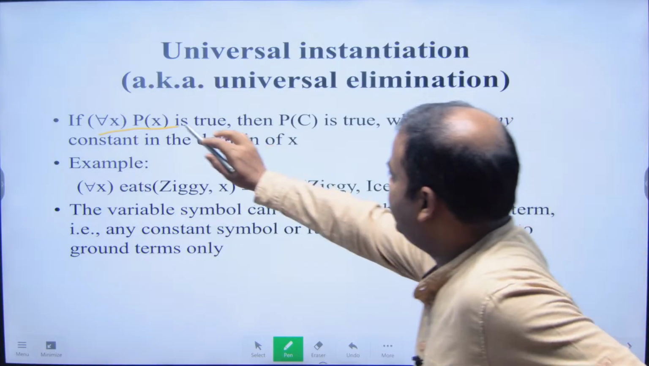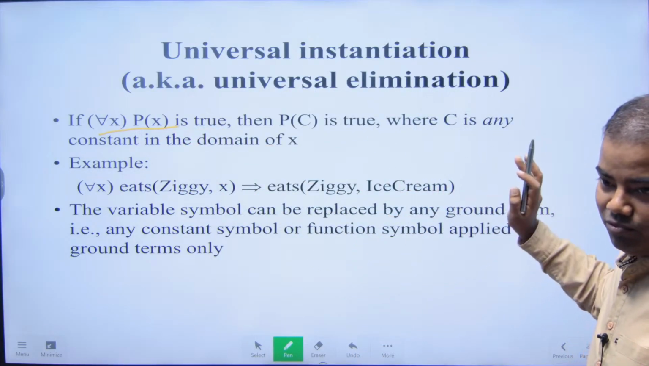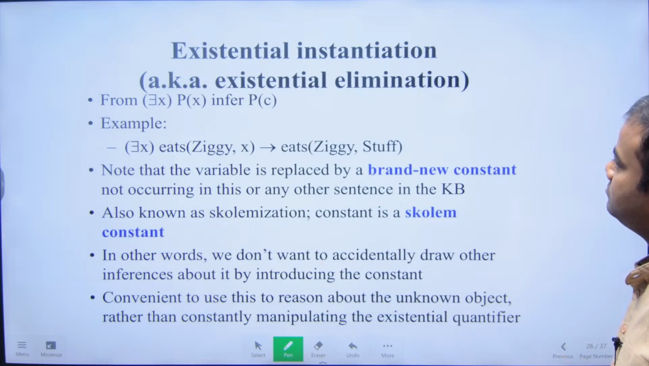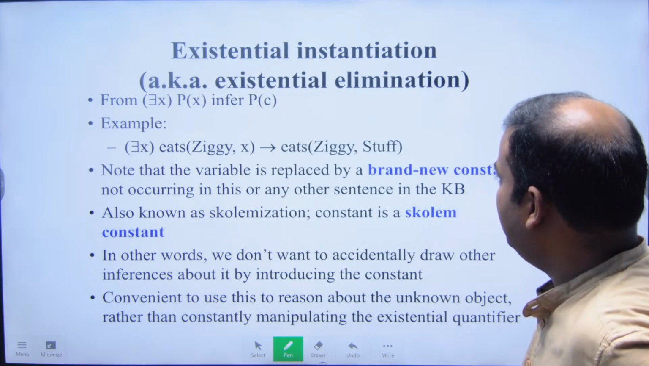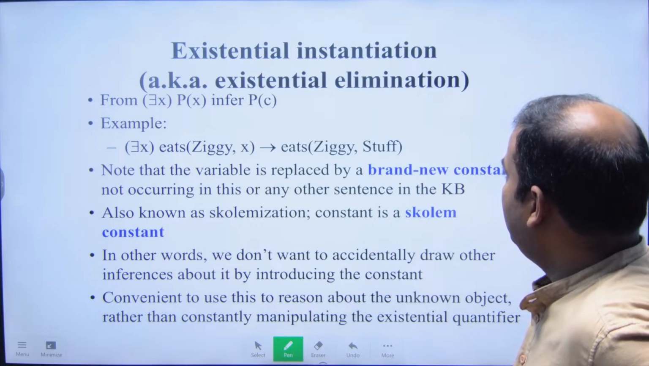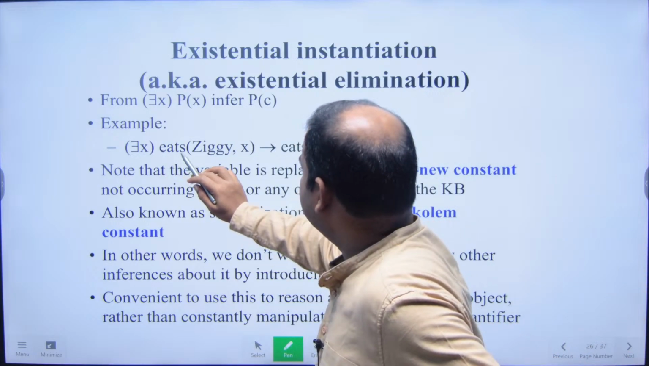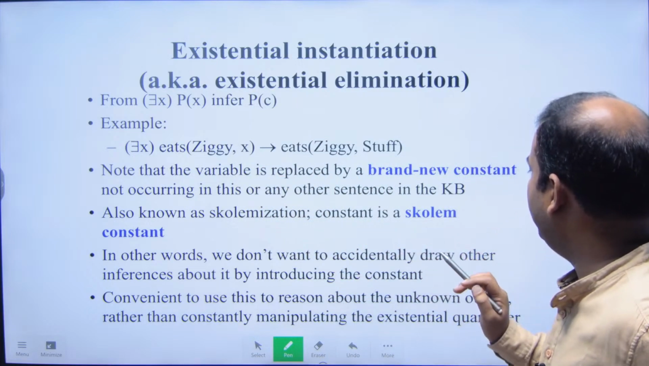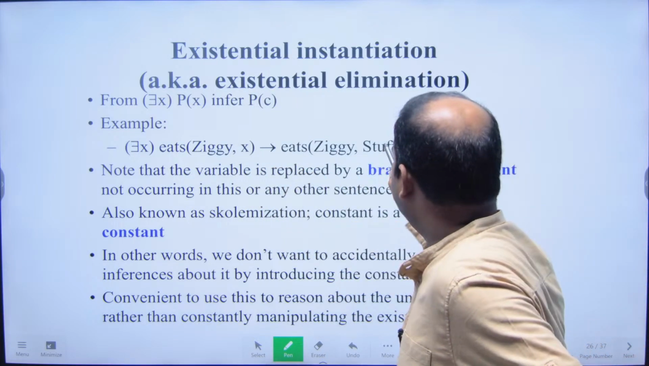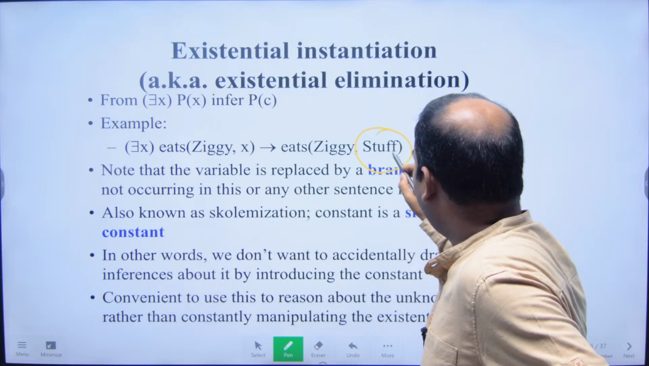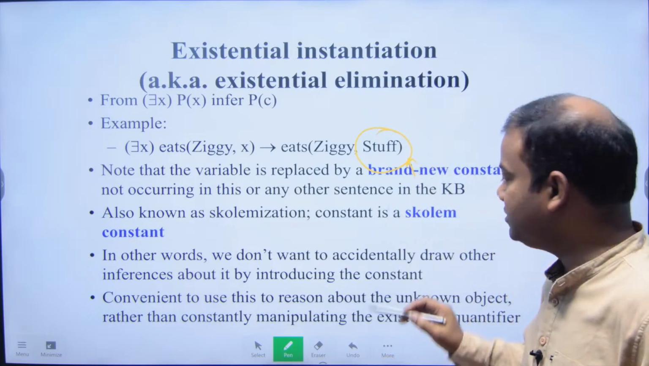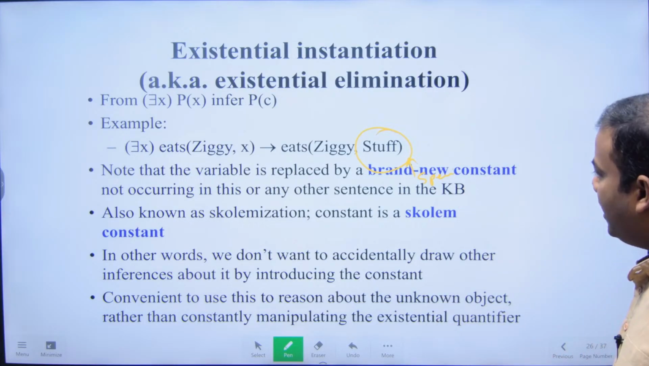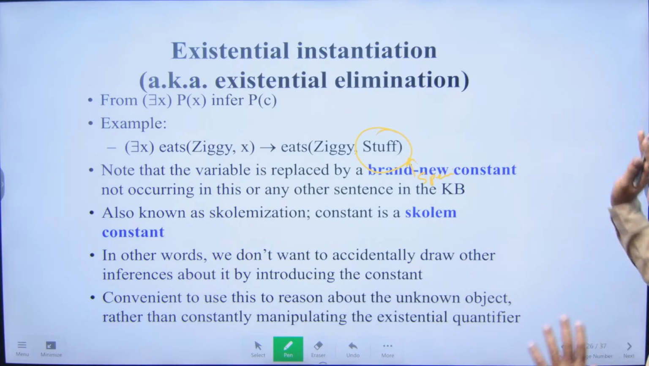But if it is there exists, then you cannot put this. Is it clear? Now for existential, there exists x such that Jiggy eats x. Here this cannot be anything. This must be a specific thing only. And how that will be done, we'll see later.